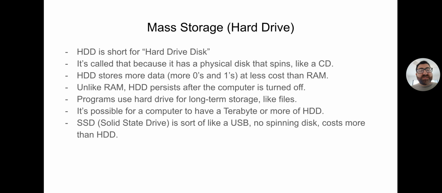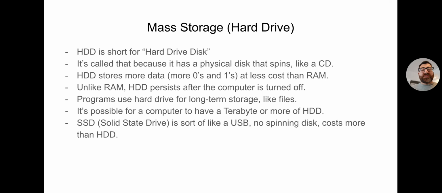It's possible for a computer, like a desktop computer or a server, to have a terabyte or more of hard drive disks. SSDs, solid-state drives: a solid-state drive is sort of like a USB. There's no spinning disk, and an SSD is a type of hard drive that has no spinning disk, and it costs more than a hard drive disk. But it's faster, especially in non-sequential memory access, so accessing data that's not in one contiguous strip. I'll show you pictures of these.